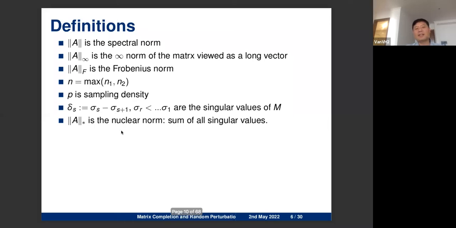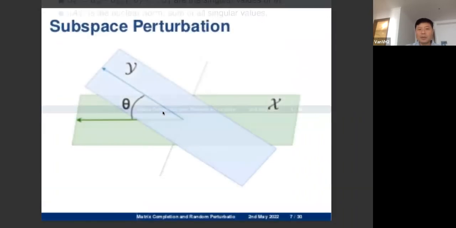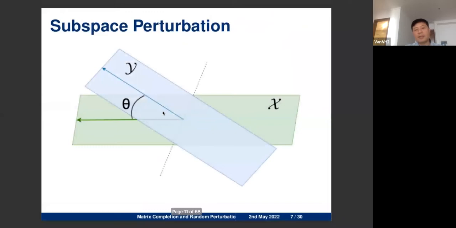And finally, there's a norm that maybe some of you haven't seen, the nuclear norm, which is the sum of all singular values. So in this case, the sum of all the sigmas, right? Which is also a norm. There's also a notion of subspace perturbation. Here you see one subspace is turned a little bit by some angle delta, and you have a different subspace.